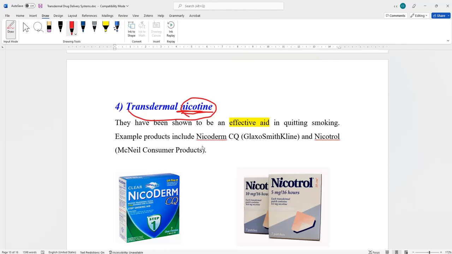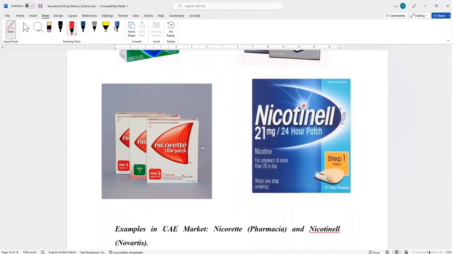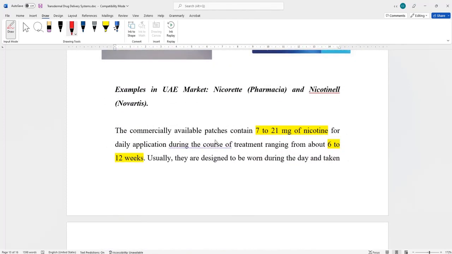Nicoderm and Nicotrol. Okay. Now usually the dose of nicotine in the nicotine patch ranges from 7 to 21. Now what do you start with? Okay. Do you continue with the same dose? No. First you start with the highest dose and then you go down to the smallest dose.